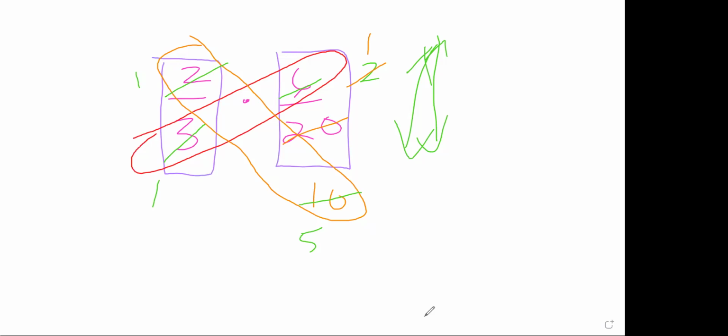1 times 1 on top is 1. And then 1 times 5 is 5. Same thing. So it doesn't matter where you start from. That's what I want you to understand. You should arrive at the same answer.